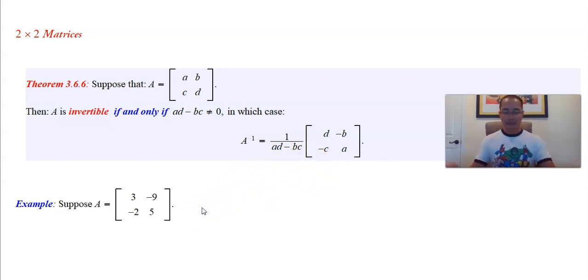All right, so let's take this example. We have AD minus BC. We have 3 times 5, that's our AD, minus BC. So that's minus 9 times minus 2. As usual, be careful of those negatives. We will get 15 minus minus, minus minus is plus, so that's 15 minus 18, so that is negative 3. It is not 0, so therefore our matrix is invertible.